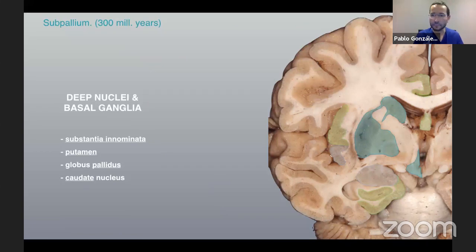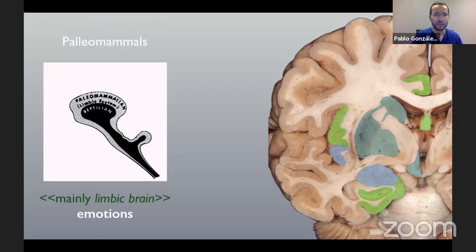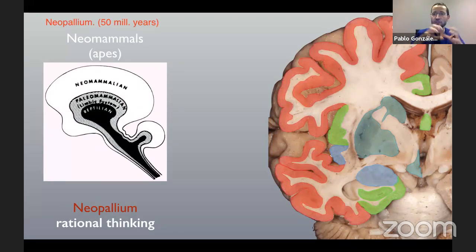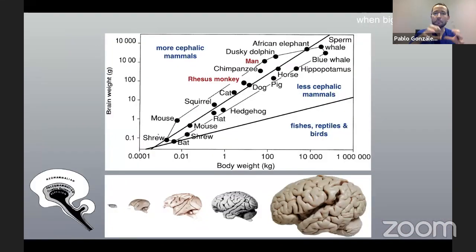What about the subpallium, this rudiment of the basal ganglia? It's located in the center of the brain, just parallel and lateral to the ventricular system. And finally, this mainly limbic brain of these paleomammals and reptiles gave rise to the huge neocortex, which is covering the brain of the neomammals, of the neomammal apes. And this huge development started appearing almost 50 million years ago. So you can see how the complexity and even the size of these brains has been growing during evolution.